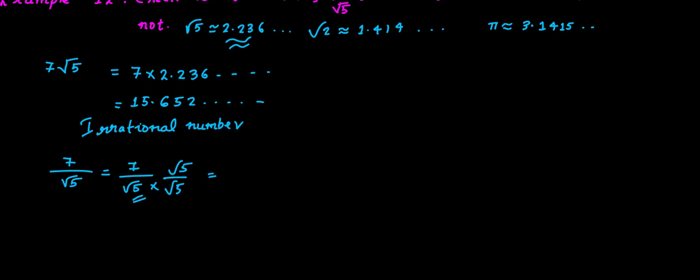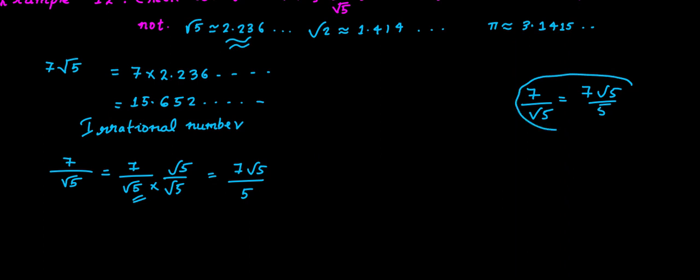So what is 7 into root 5? That is 7 root 5. And what is root 5 into root 5? That is equal to 5. Now the denominator is a rational number. So we rationalized the denominator without changing the value. That means 7 by root 5 and 7 root 5 by 5 are equal. And here the denominator is not an irrational number, so we can substitute the value.